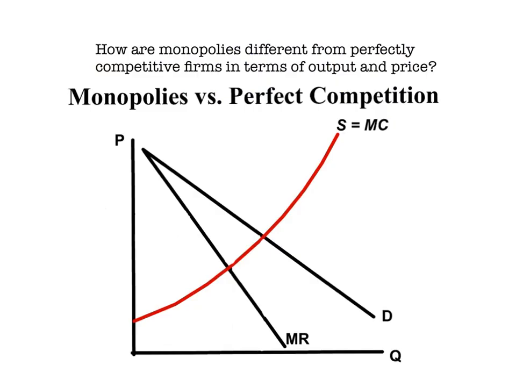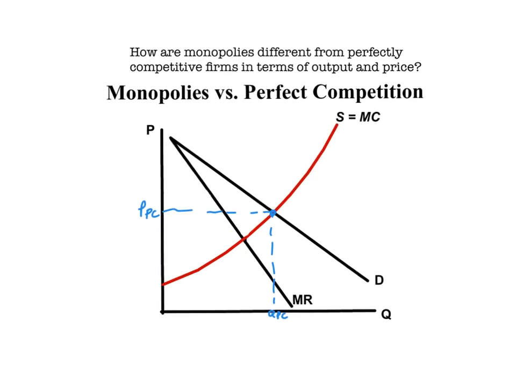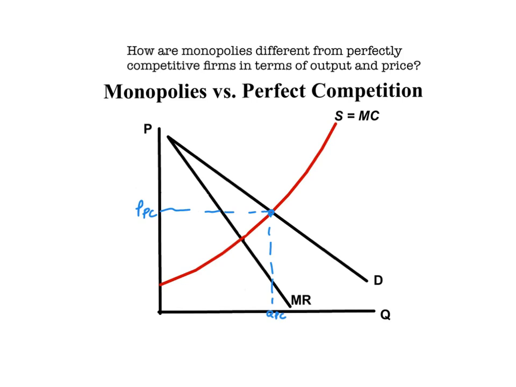Now let's discuss why monopolies are different from perfectly competitive firms in terms of both output and price. A perfectly competitive firm would produce where supply equals demand. Remember that they're price takers. So where supply equals demand would be the price in a perfectly competitive firm, and here would be our output in a perfectly competitive firm. I'm going to make it a different color, that might be better for you to see.